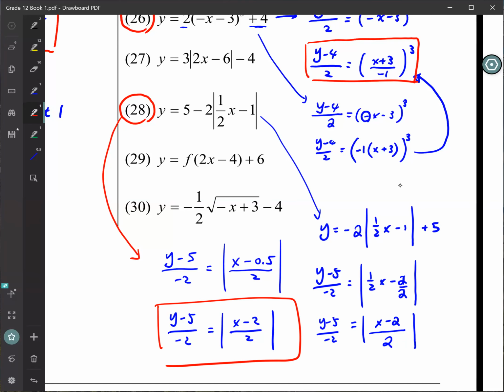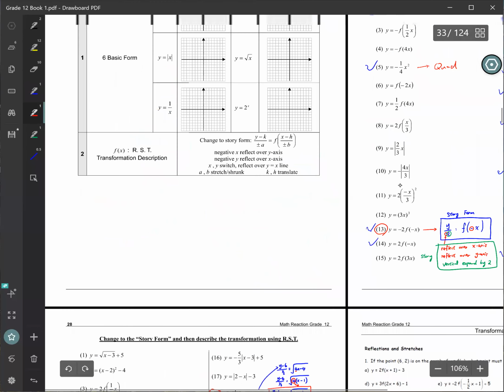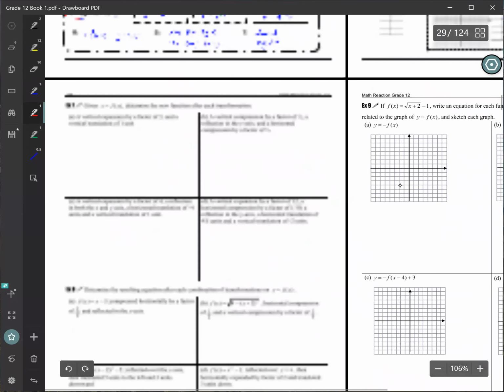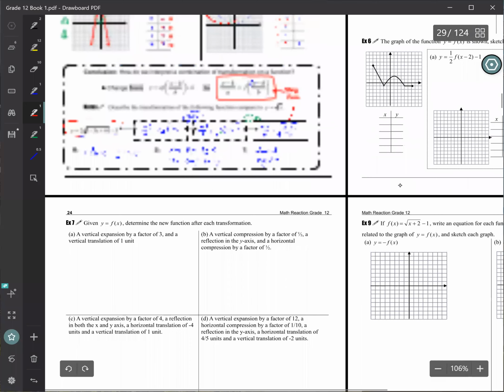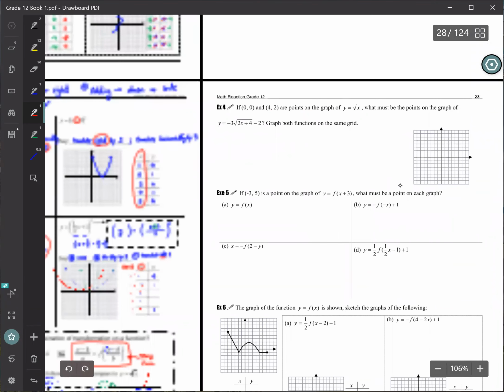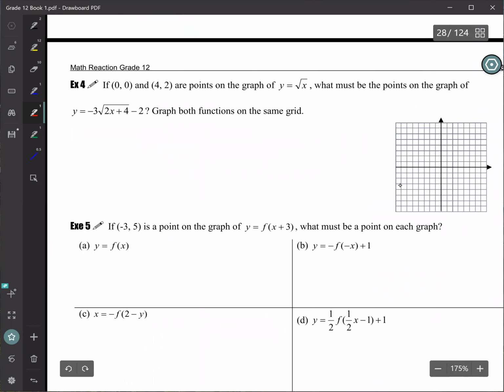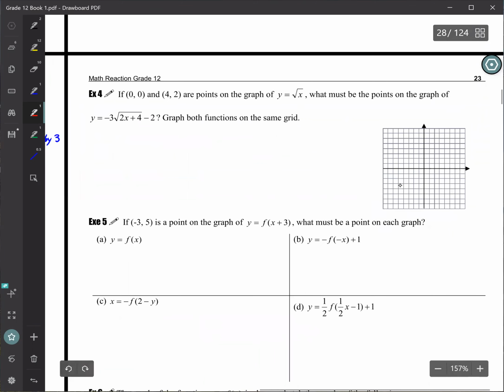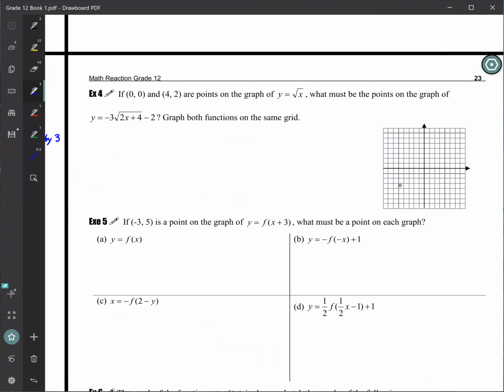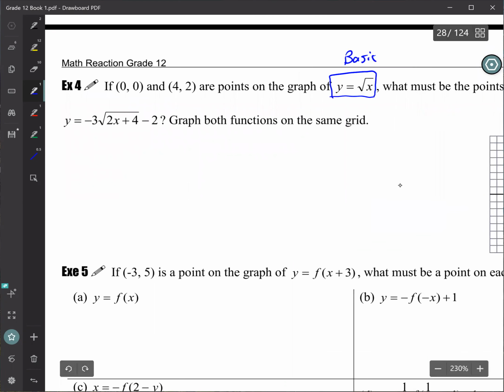All right, last question I want to do today before I let you go is to see how we put this story form into work. We will just do question 4 over here, and then that should be it. Over here we have 2 points. Go back to page 23. 2 points here, 0, 0 and 4, 2. These are the points on this one. So this is the basic. You can check the points by subbing in: put in 4, it will be 2. If you plug in 0, the square root of 0 will be 0.